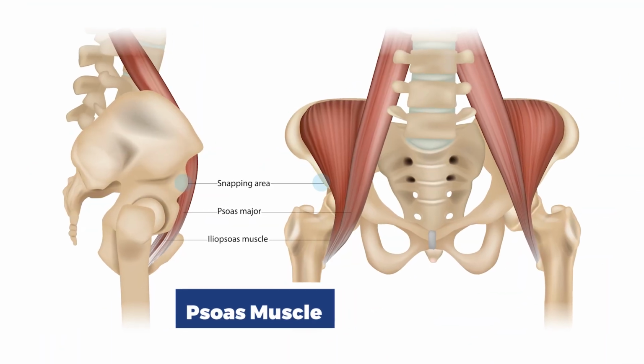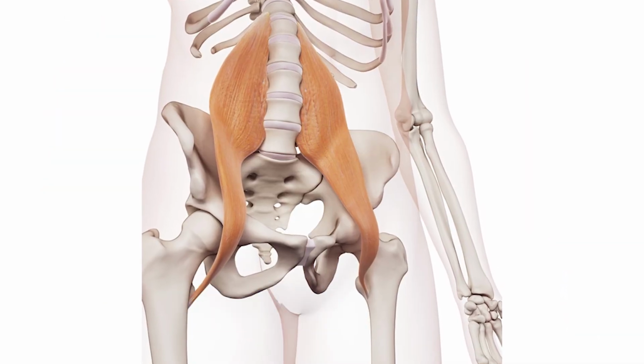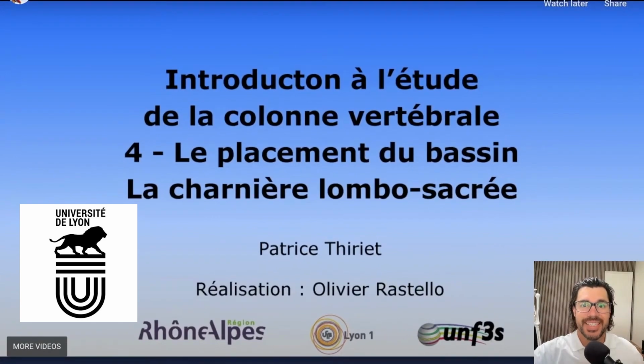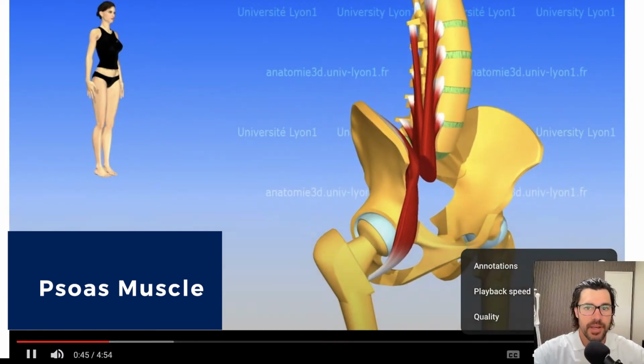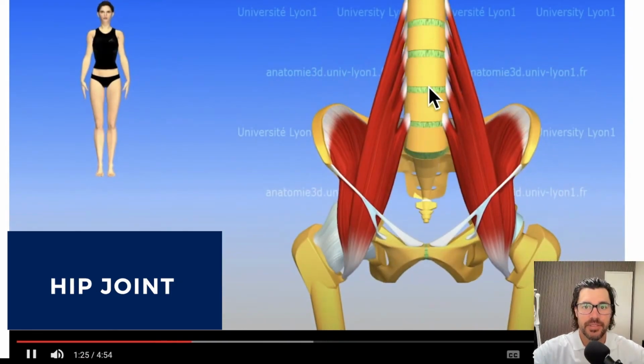And then we're going to talk about the psoas. We're going to focus on that muscle specifically today and its role in achieving that goal or pulling you away from that goal. All right, so this resource that I'm using is from the University of Lyon in French. So this is the psoas muscle attaching directly to the lumbar spine. This is the hip joint right here, and then we have its attachment to the lumbar spine.